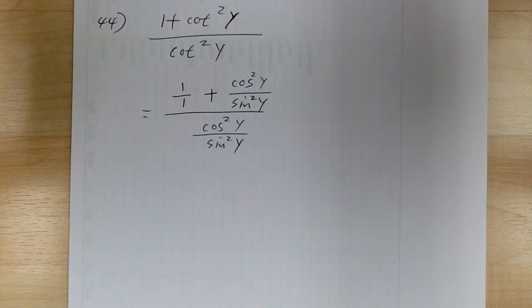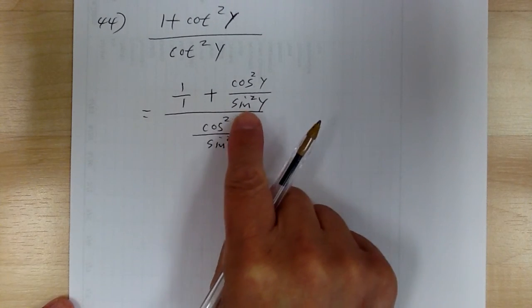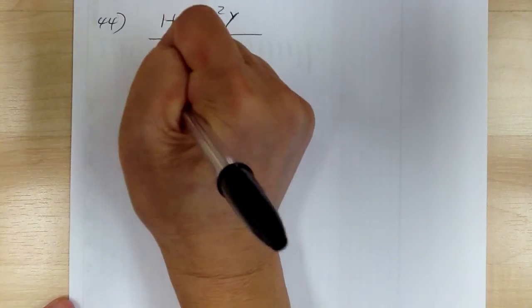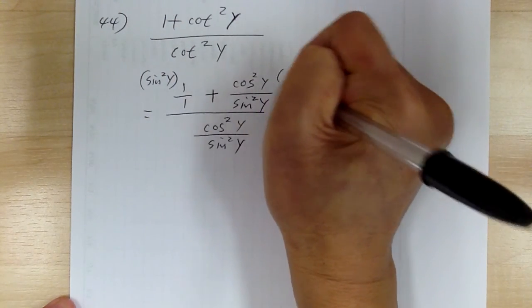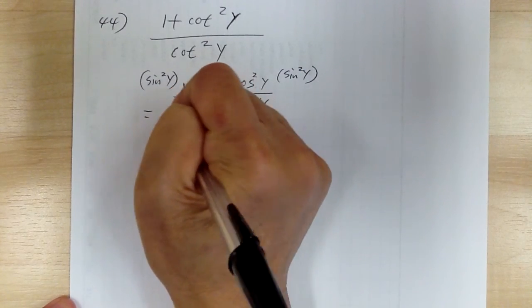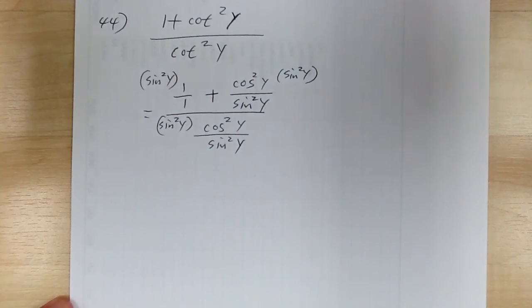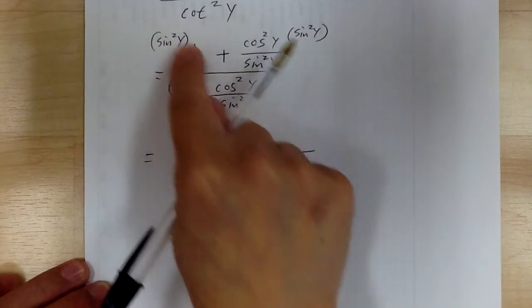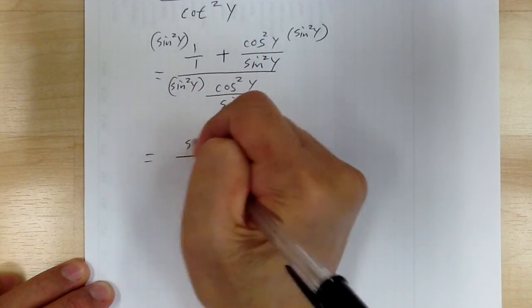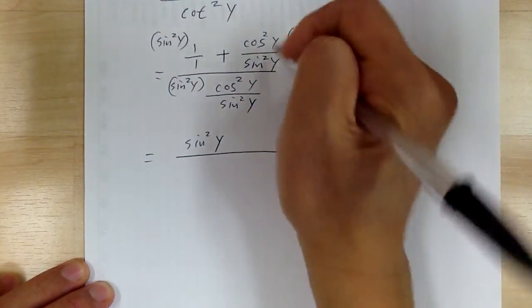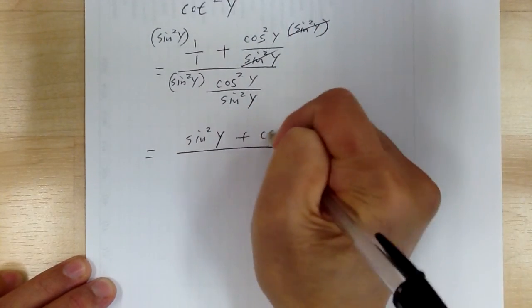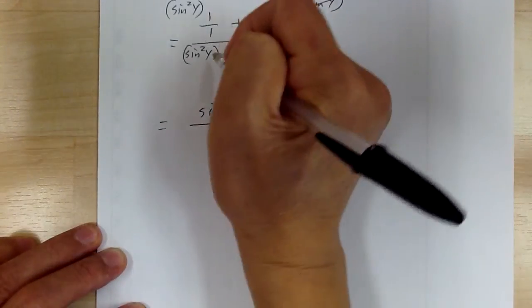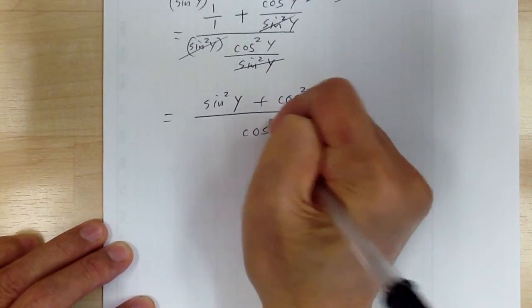Now to simplify a complex fraction, you need to multiply by the common denominator. So the common denominator is sine squared. So multiply by sine squared y. Again, don't be lazy. Write down your common denominator, and then you get your fraction ready. So this one does not cancel. When you multiply, you get sine squared y. This one cancels, so you get plus cosine squared y. This one cancels, so you get cosine squared y.